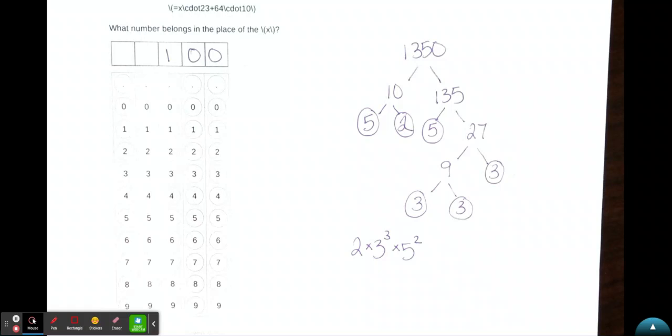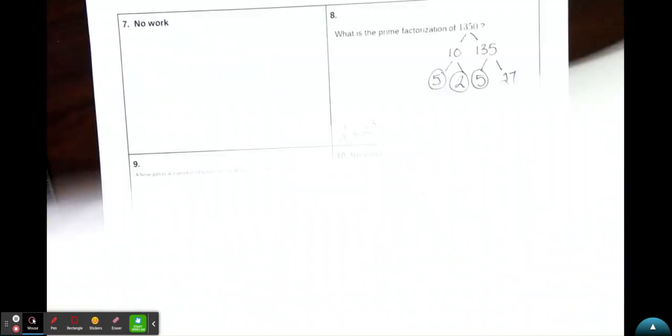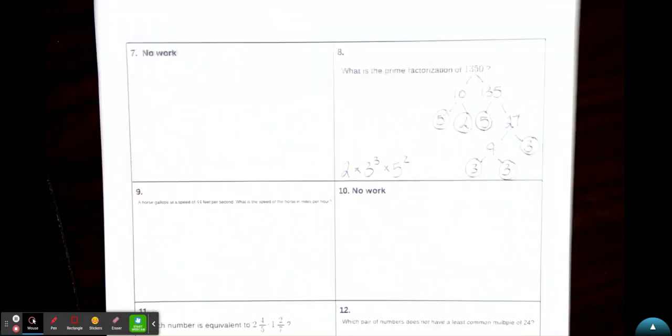Okay, we should all have that written down. So I should see a tree on everybody's paper that looks just like that. All right, so there's that.